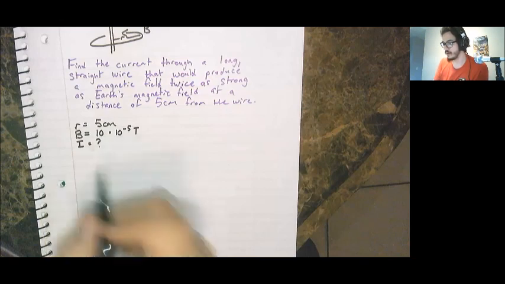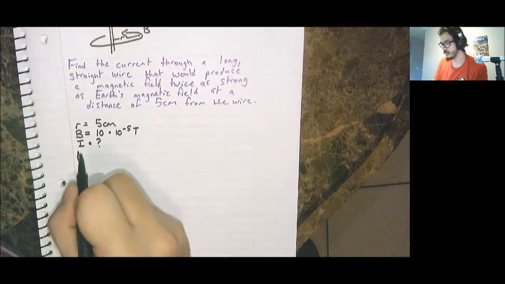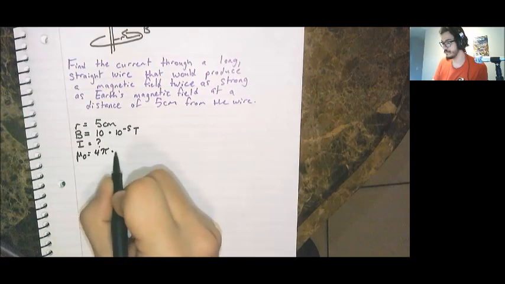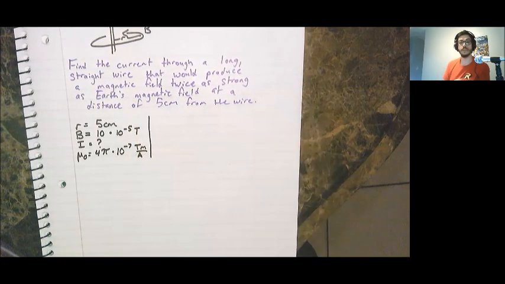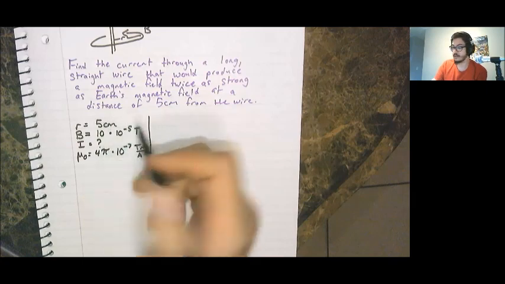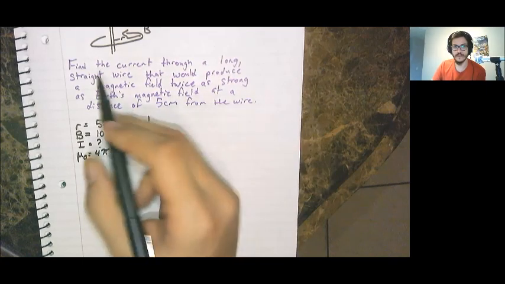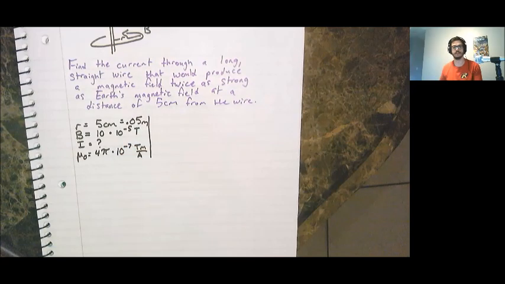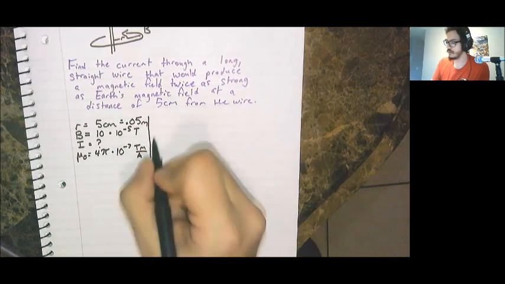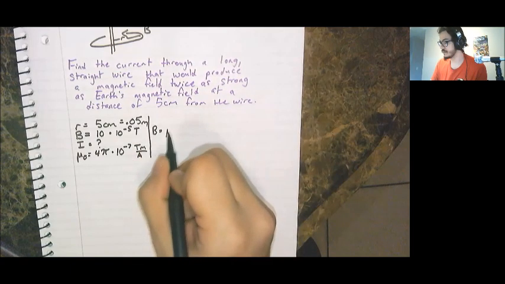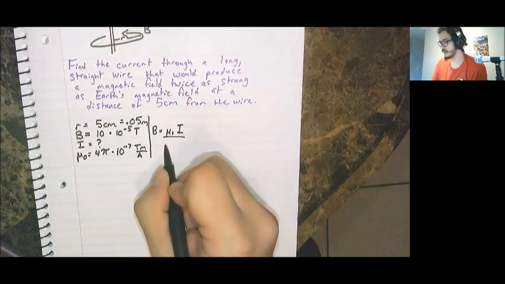Current is our unknown, and we know mu naught always has the same value. One last thing before we start plugging in. Keep in mind, we have this in meters, so this needs to be in meters as well. 5 centimeters is 0.05 regular meters. Now we can plug in what we've got into Ampere's law.